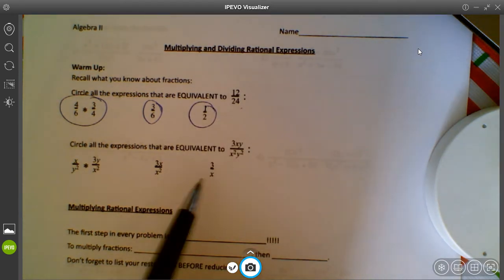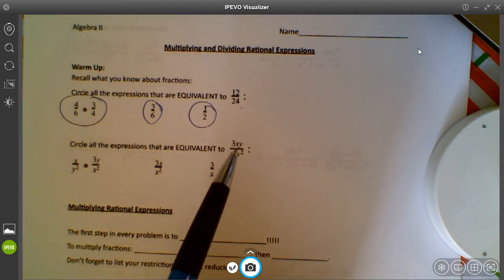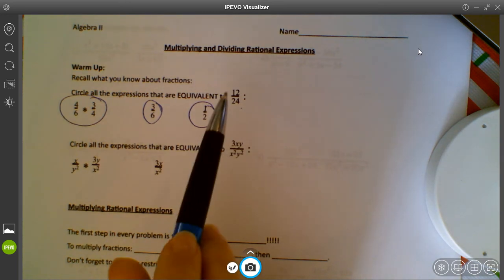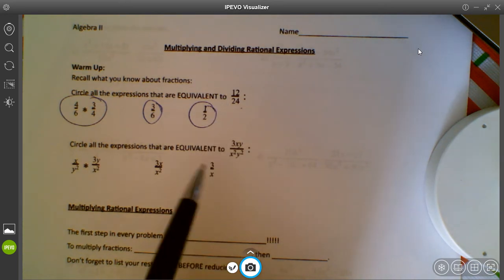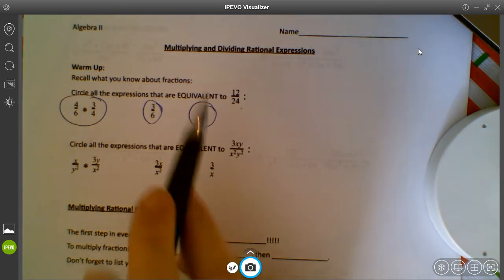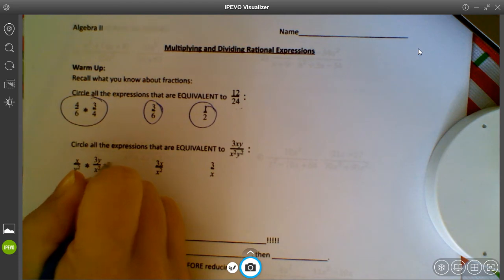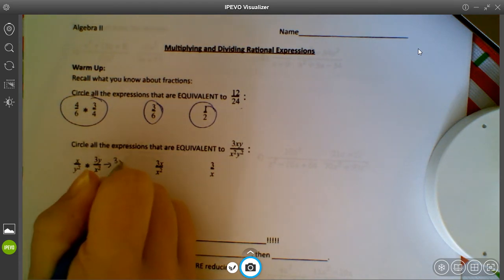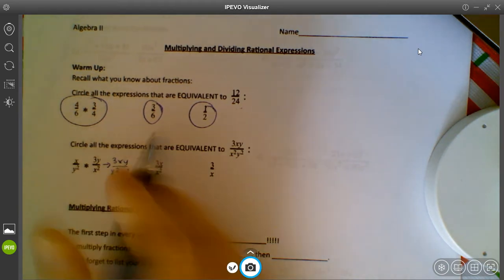All right, so now we have another one. This time we have some x's and y's. It's a monomial over a monomial instead of a number over a number. I want you to circle all the expressions equivalent to this expression. Take a moment. All right, let's see how you did. Well, if you look, if I multiply the tops, I get 3xy, and if I multiply the bottoms, I get x squared y squared, which is the same.